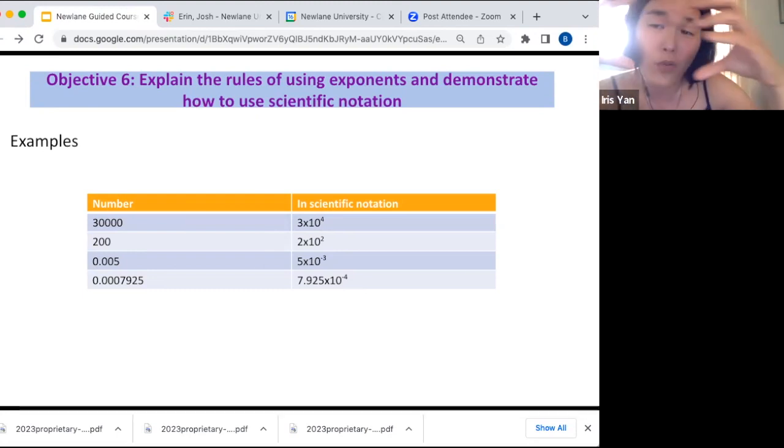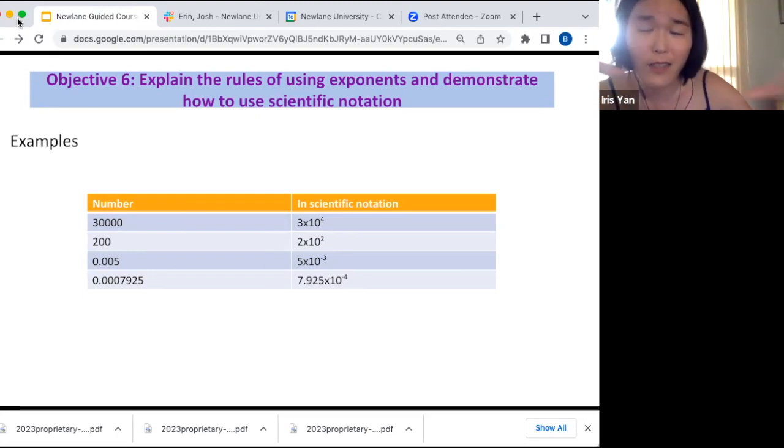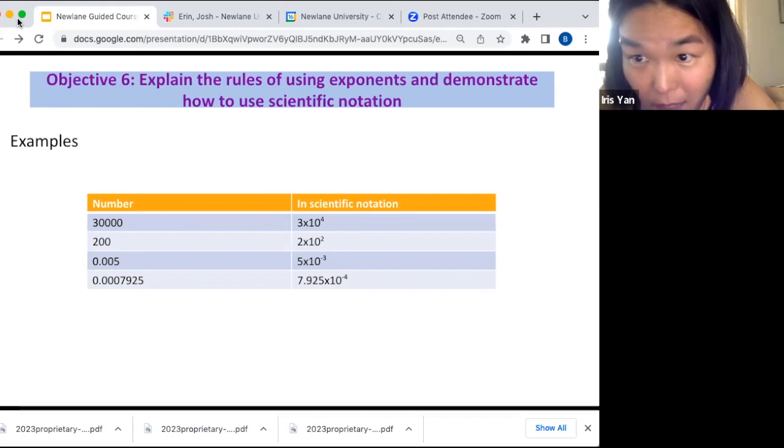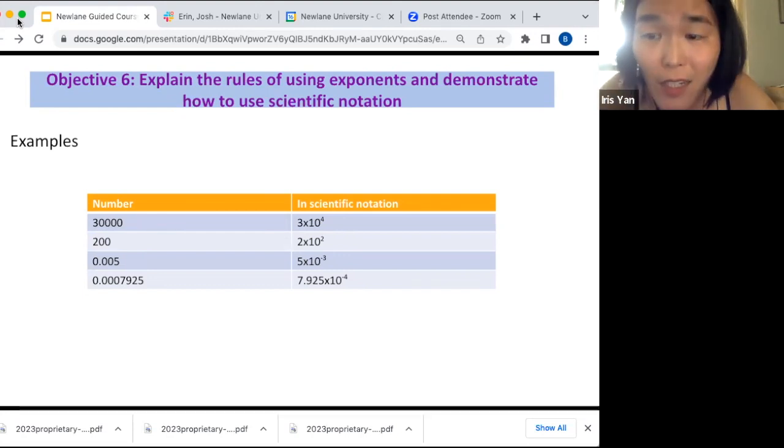It just becomes too long to type it out, and that's when you will see this. It's kind of useful. And you need to know that when the exponent of the 10 is a negative number, that means it's really, really small.